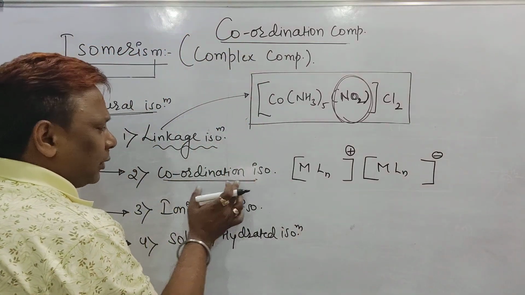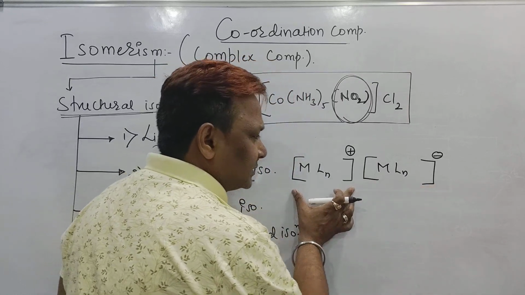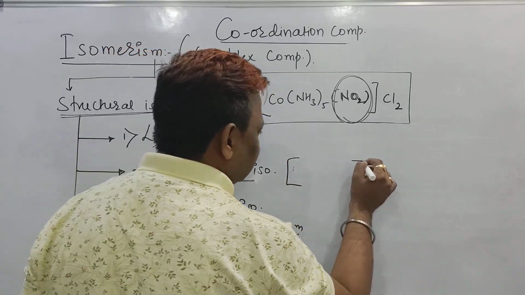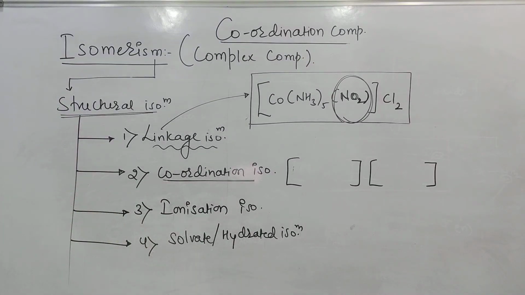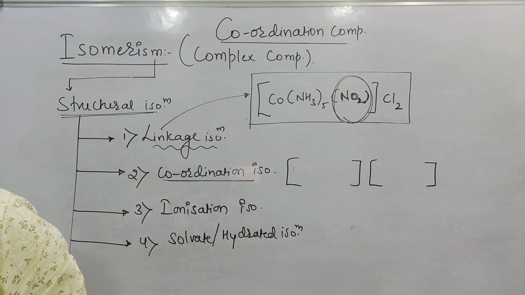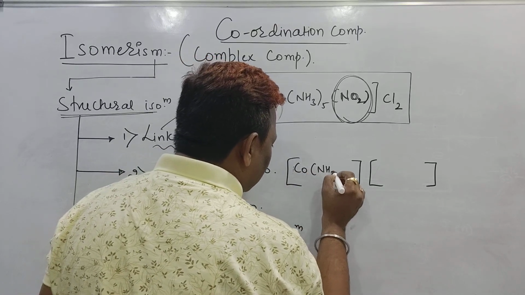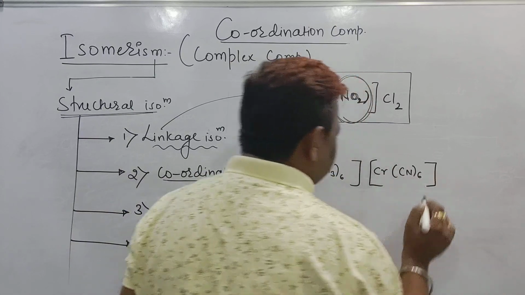So how do we identify coordination isomerism? A small trick: of 2 complexes, one will be considered positive, the other negative. I will show you. One example was given in NCERT, and that example only I will tell you. The example given in NCERT for coordination isomerism is cobalt with ammonia 6 times, and chromium with cyanide 6 times. See here: cobalt, ammonia 6 times, chromium, cyanide 6 times.